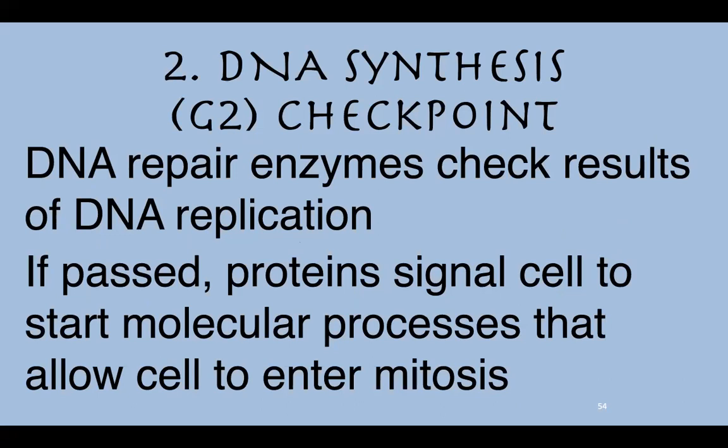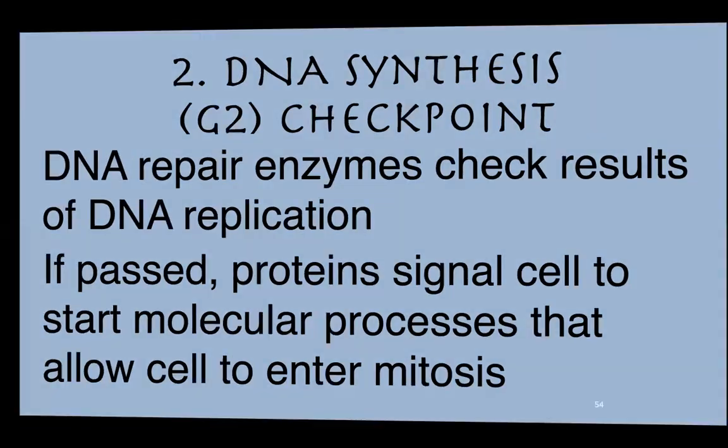And this is the G2 checkpoint. After DNA is copied, which you'll learn about in chapter 10, the steps to that are pretty straightforward. There are enzymes that check to make sure that the DNA was copied properly. If it passes, the proteins will signal the cell to start the molecular processes that allow the cell to enter mitosis. Sorry, it's not after the S phase, it's between G2 and mitosis.